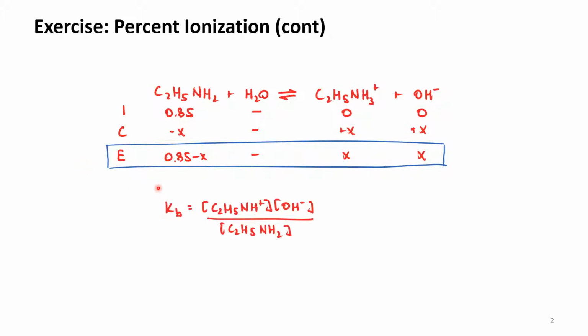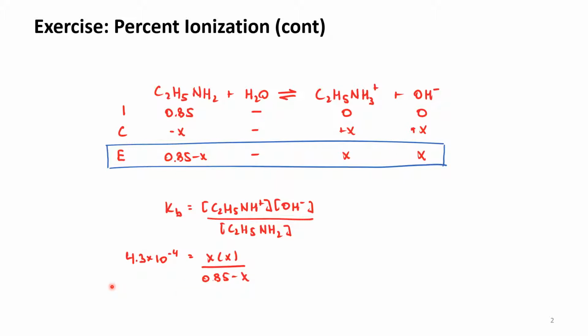Next, we write the expression for the equilibrium constant, and it is Kb, since this is a base reaction. Kb equals the concentration of the products, ethylammonium, times the concentration of hydroxide, divided by the concentration of ethylamine. You'll notice that water is not included in the equilibrium constant expression because it is a pure solvent. Next, we substitute the values in for the concentrations and the value for Kb, which is 4.3 times 10 to the minus 4. Kb equals X times the concentration of hydroxide, which is also X, divided by the concentration of ethylamine, which is 0.85 minus X.